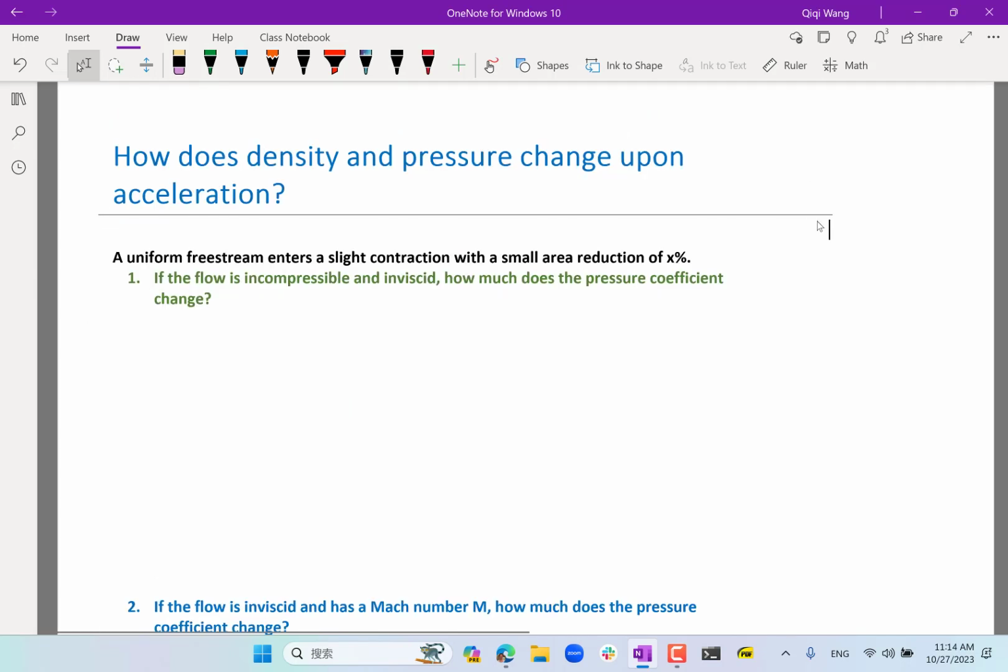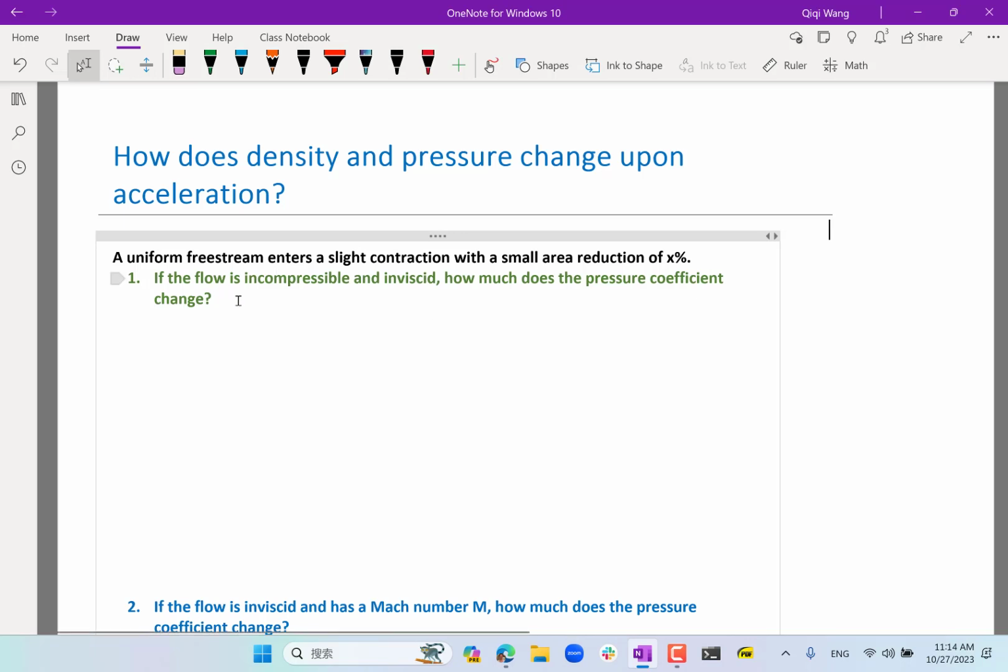So let's say we have a uniform free stream. It enters a slight contraction. By a slight contraction, I mean a contraction in percentage of the area. The area reduces by a small, let's say, X%. Okay, so first of all, let's actually answer the question in a scenario we are already familiar with, right?